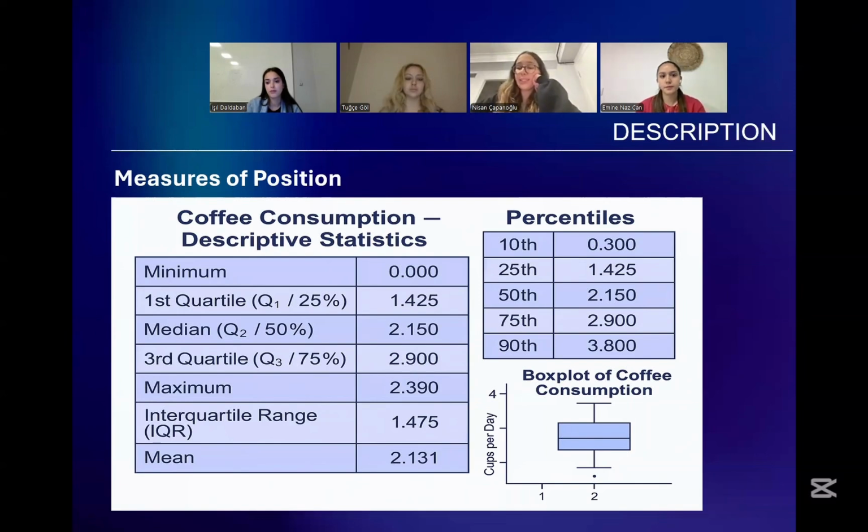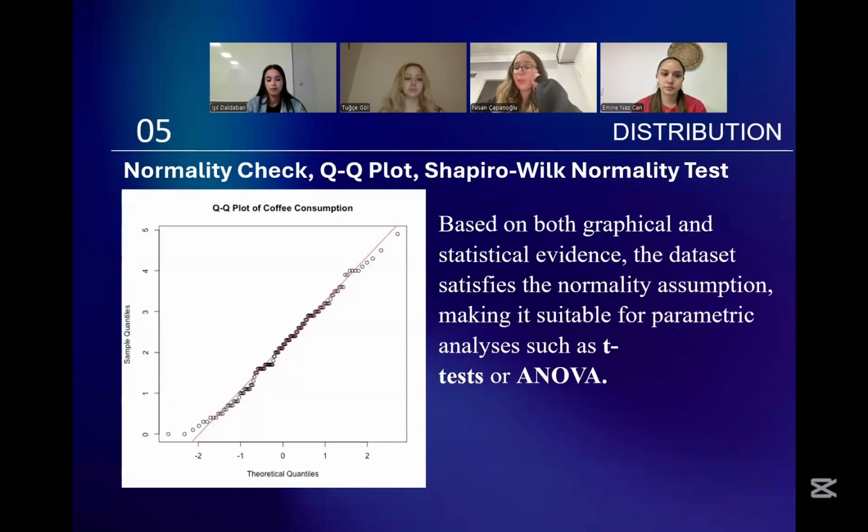The interquartile range is 1.475, and the box plot supports this. The QQ plot shows points close to the line, so the data doesn't strongly violate normality. This makes it suitable for parametric tests like t-test or ANOVA.